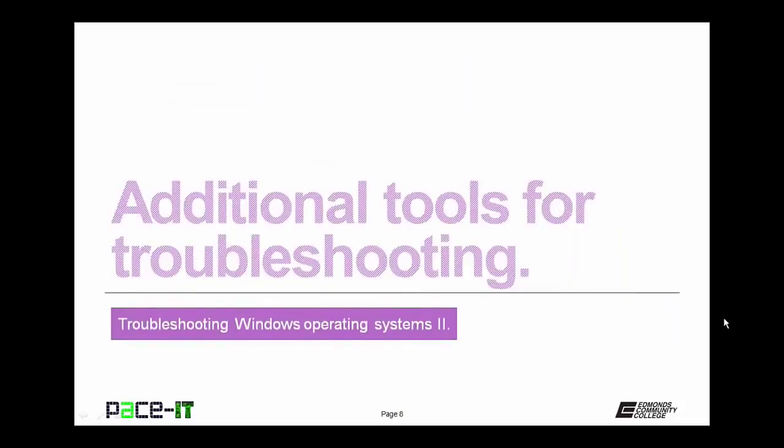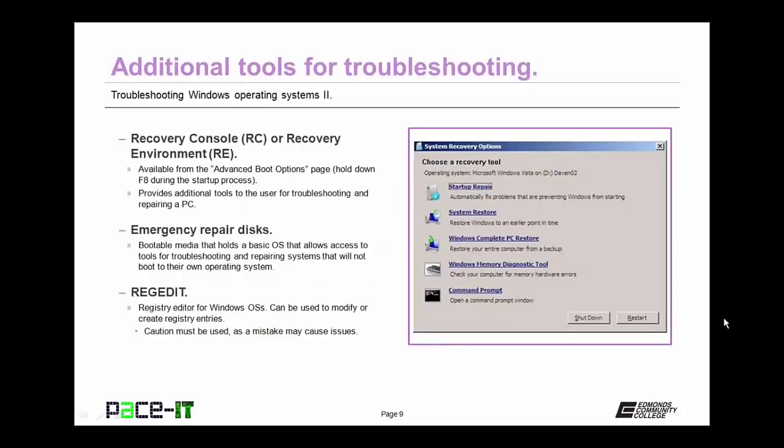Now let's talk about some additional tools for troubleshooting your Windows operating system. The first one that we're going to talk about is the recovery console, or in newer versions, the recovery environment. It's available from the advanced boot option page. To get there, you hold down F8 during the startup process. This provides additional tools to the user for troubleshooting and repairing a PC. You can also use emergency repair disks. These are bootable media that holds a basic operating system that allows access to tools for troubleshooting and repairing systems that will not boot to their own operating system.